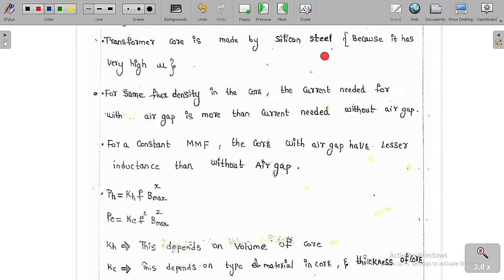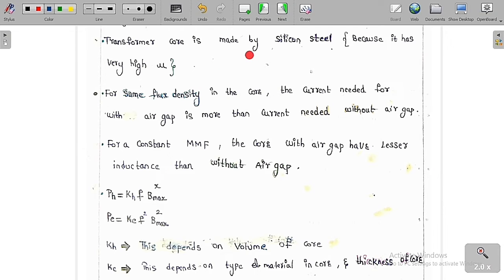We need to increase the resistivity of the steel. By adding the silicon, we increase the resistivity of the steel, because to reduce the current losses we need a huge amount of resistivity, but not permeability. So silicon is not changing the permeability of the core, but it is increasing the resistivity of the core. Therefore we reduce the eddy current loss. If you add more and more silicon, the core is going to become more brittle in nature.